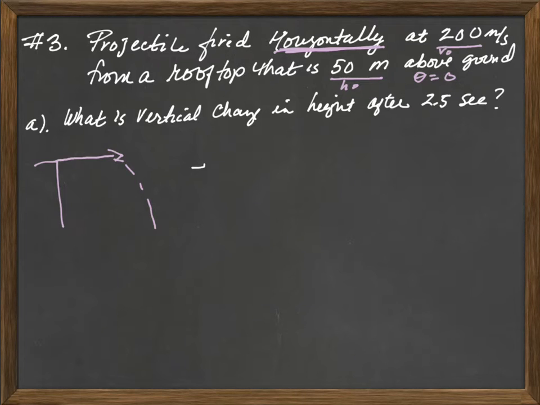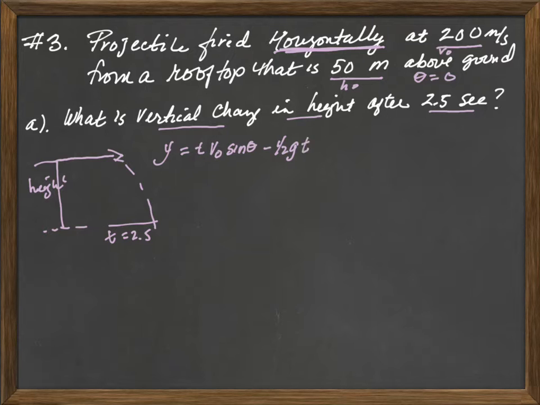That's interesting. All right, so the first question says, what's the vertical change in height after 2.5 seconds? So here's our time. Where will it be when t equals 2.5? What will the height be? Let's see what our y equation gives us. Remember, our y equation is t v naught sine theta minus 1/2 g t squared plus h naught. So let's write that out and see if we can find how high it will be.